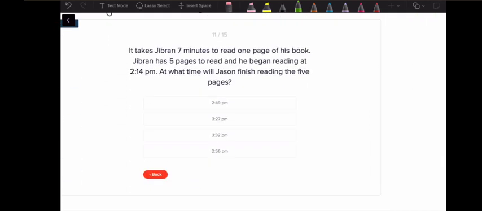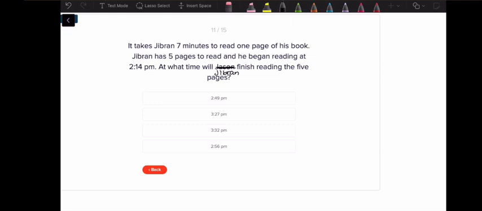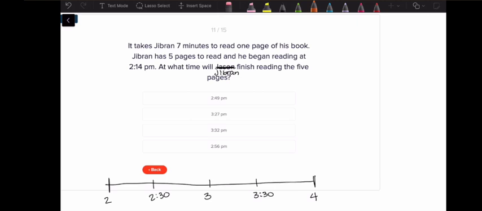This problem states it takes Gibran 7 minutes to read one page of his book. Gibran has 5 pages to read, and he began reading at 2:14. At what time will Gibran finish reading the 5 pages? So here, we have a timeline. 2, 2:30, 3, 3:30, and here's 4 o'clock. He starts reading at 2:14, so 2:14 is right around here.